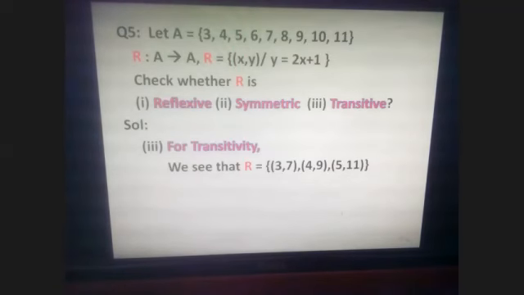For transitivity, let us see what that R is. R has only 3 elements: 3, 7; 4, 9; 5, 11. Any other element in the relation? Y is equal to 2x plus 1. 3, 7 is there. 4, 9 is there. 5, 11 is there. Now, can you tell me whether it is transitive?